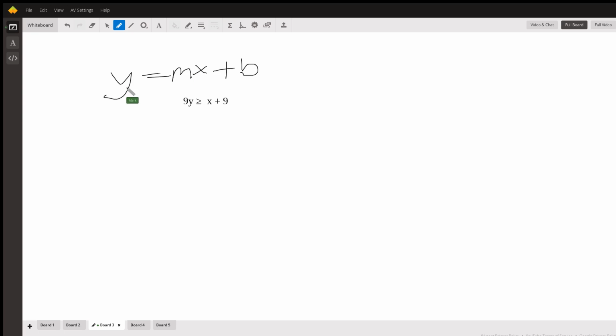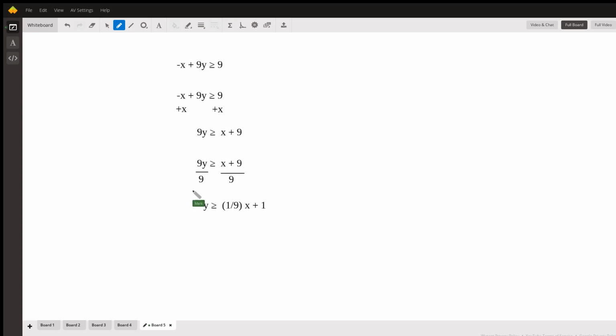As we can tell, 9 is multiplied by y here. So we're going to want to divide everything, both sides of this inequality, by 9. Once we do that, we carry it through. This should equal 1, kind of cancel out, and this will also equal 1, and then we'll just have a 1 over 9 term in front of x, and that will be our slope.